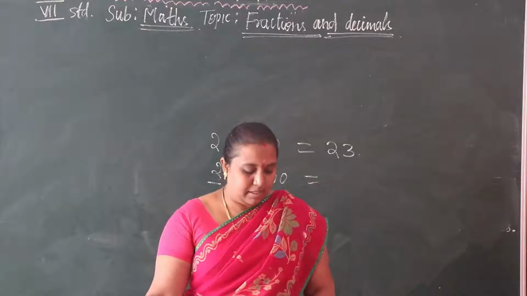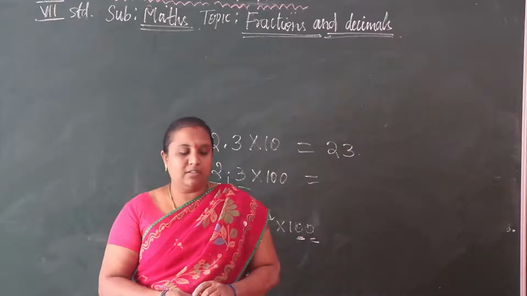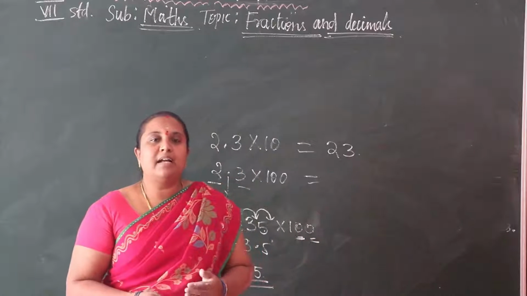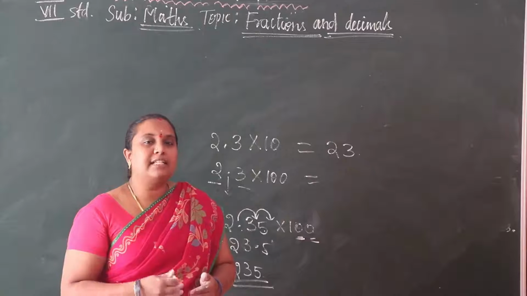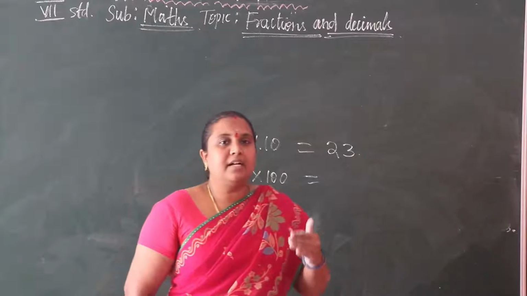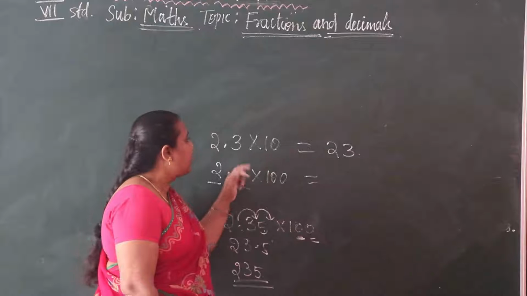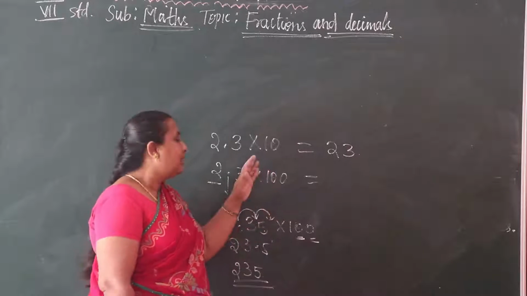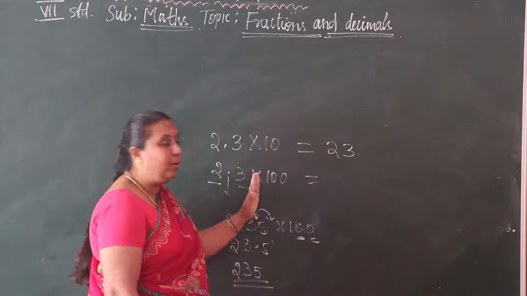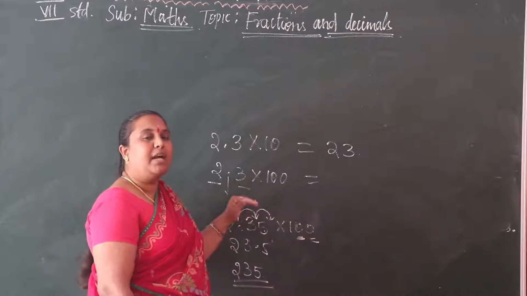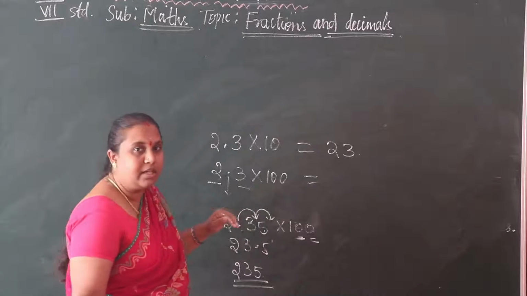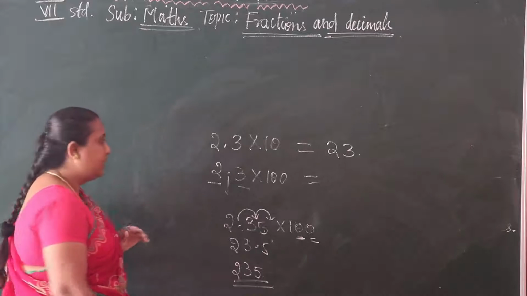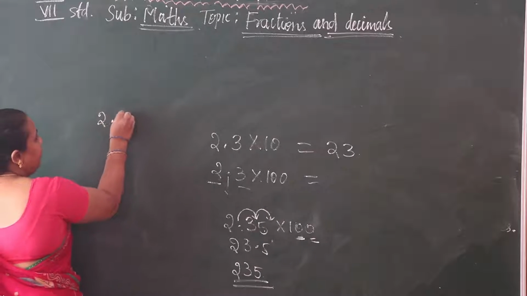In the division of decimal numbers also, we have division by 10, 100 and 1000. Division of decimal numbers by 10, 100 and 1000. You saw that in multiplication of decimal numbers by 10, 100 and 1000, the decimal point is shifted to one side of the number. But in division by 10, 100 and 1000, the decimal point is shifted to the other side of the number. See here, we can take the same example.